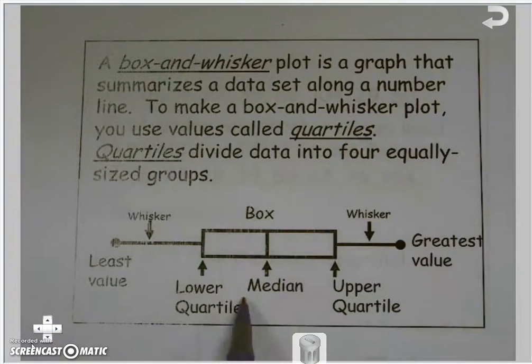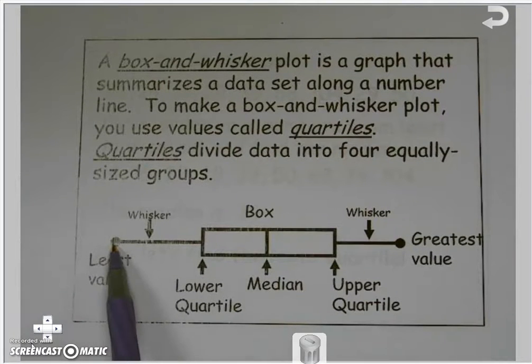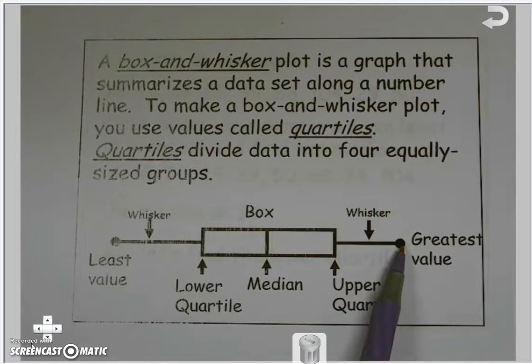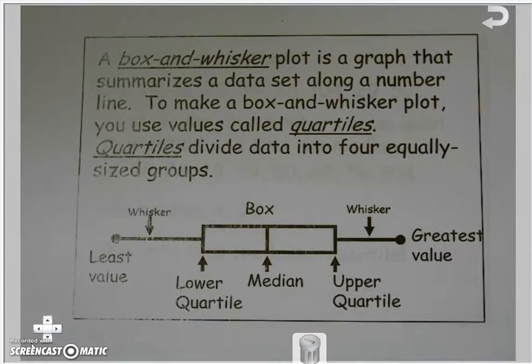So this is what a box plot looks like. You have the least or the lowest value, that's one number, all the way to the greatest value or the highest number. Here is the median. Remember, to find the median, you put the numbers in order from least to greatest and you find the middle number. Here is the lower quartile and then the upper quartile. So here we go.